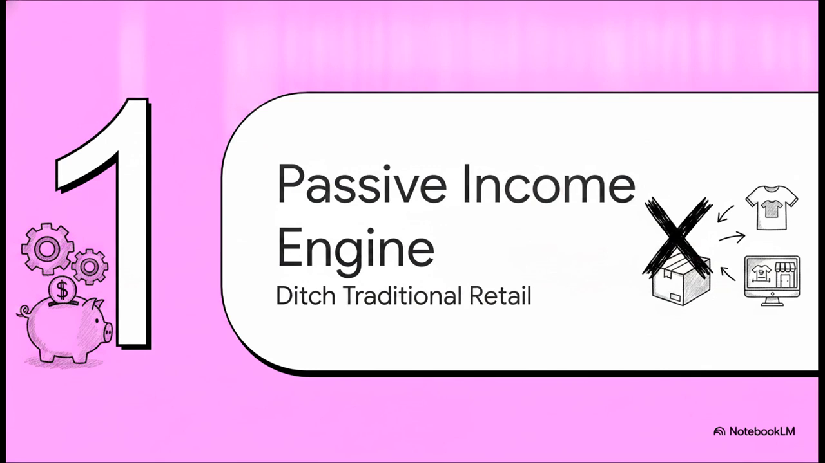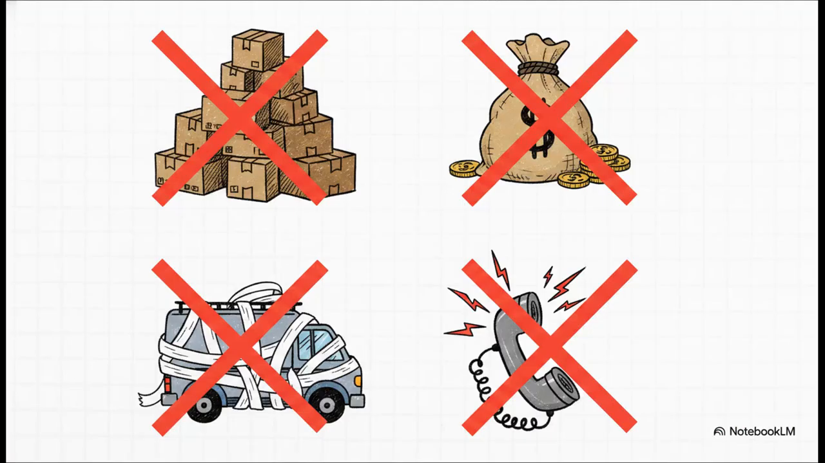All right, part 1. The passive income engine. We are completely ditching traditional retail here. Just think for a second about all the massive headaches of traditional e-commerce that you completely bypass with this model. No inventory piling up in your living room. No huge upfront costs to get off the ground. No shipping logistics to figure out. You definitely aren't taping up cardboard boxes at 2 a.m. And maybe, best of all, no customer service nightmares like dealing with physical returns. You are essentially running a global retail business without ever holding a single piece of stock.